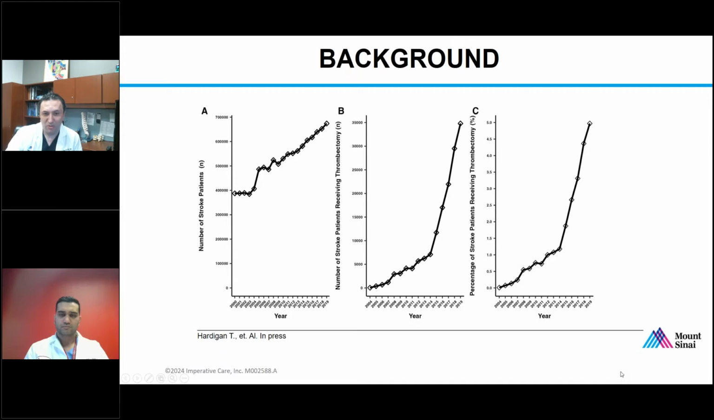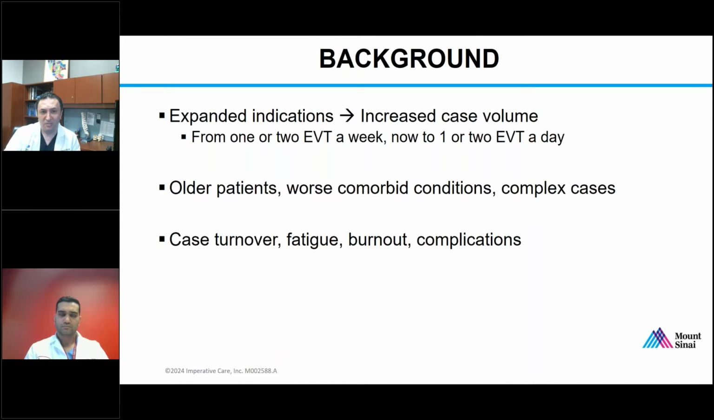This is work from our group showing the number of thrombectomies being done in the country over the past 2 decades. As you see from 2015, there has been a significant increase in the number of thrombectomies nationwide. The reflection of that, which is the result of expanded indication, is increased case volume, from probably 1 case a week to now at least 1 or 2 cases a day. We are also doing more cases in older patients with comorbid conditions, and we're doing thrombectomy in more complex cases.